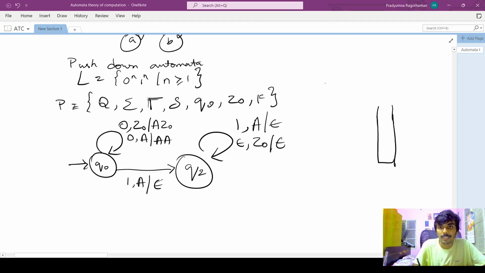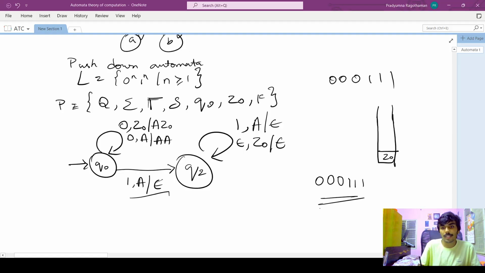For example, let's take 000111. We have Z0 initially. q0 gets 0 and Z0 is on top, so we push a and accept the 0. Next, again it's a 0, so we push another a, and again a 0, we push another a, and now we get 1. So we do this transition: we pop a and accept it, and again 1, accept it, and again 1, pop the a and accept the 1. So we can derive this string from this automaton.